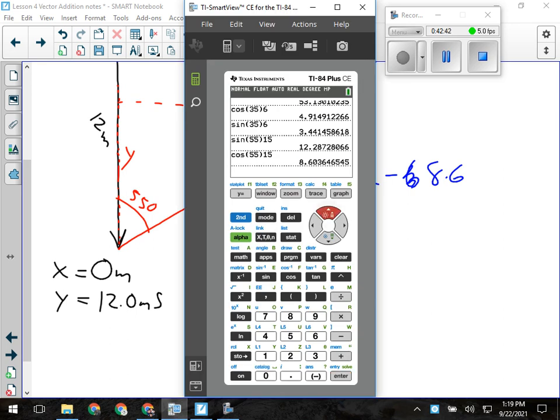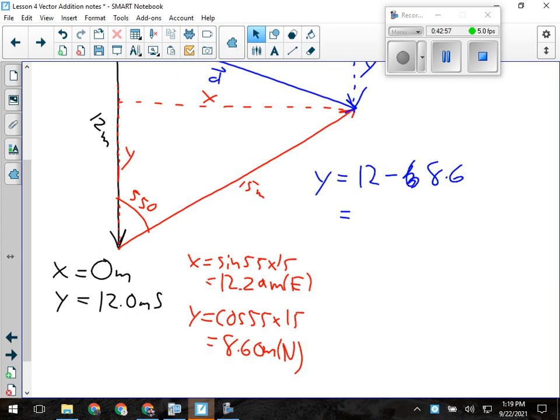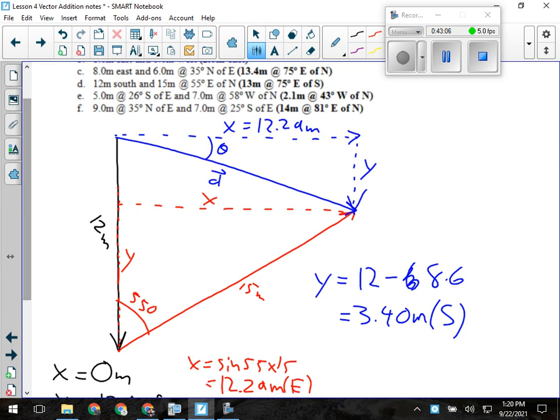Okay, so we're going to steal this number the first time I enter the 12. 12 minus that number. All right, so 3.396, okay, is our blue y meters south. All right, so now that I've got these two sides, okay, I can now calculate my overall displacement's magnitude using Pythagoras and this angle using tan.